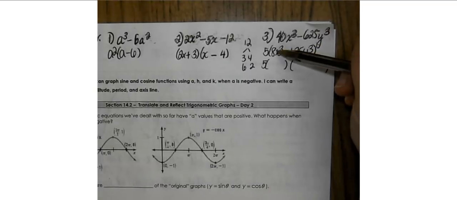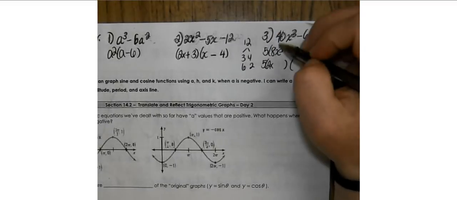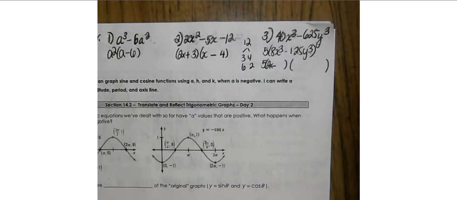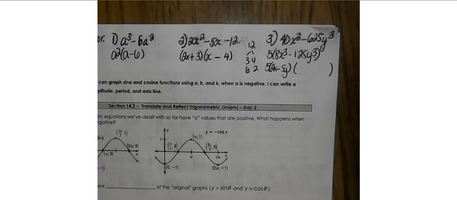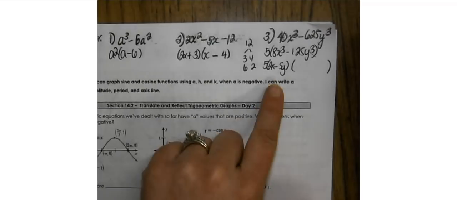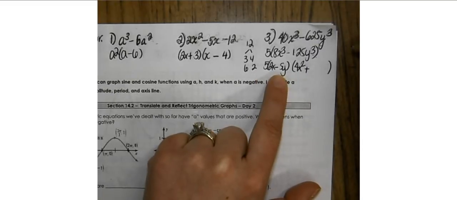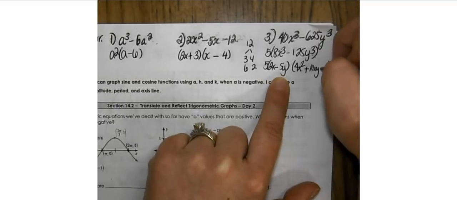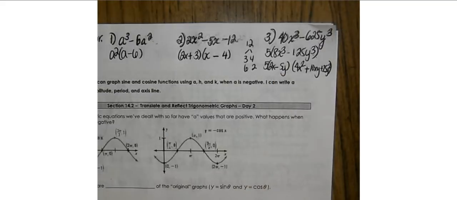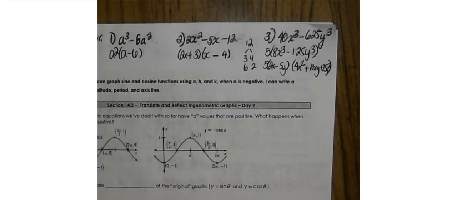The cube root of 8x cubed is going to be 2x. There's going to be a minus sign in between, and the cube root of 125y cubed is going to be 5y. Now I'm going to do square, opposite, product, square. My first term is a 2x, and I'm going to square that to make 4x squared. Opposite of a minus is a plus. Product, 2 times 5 is 10, so we're going to have a 10xy, and then squared, 5y squared is plus 25y squared, and there's my answer. 5 times 2x minus 5y, times 4x squared plus 10xy plus 25y squared.